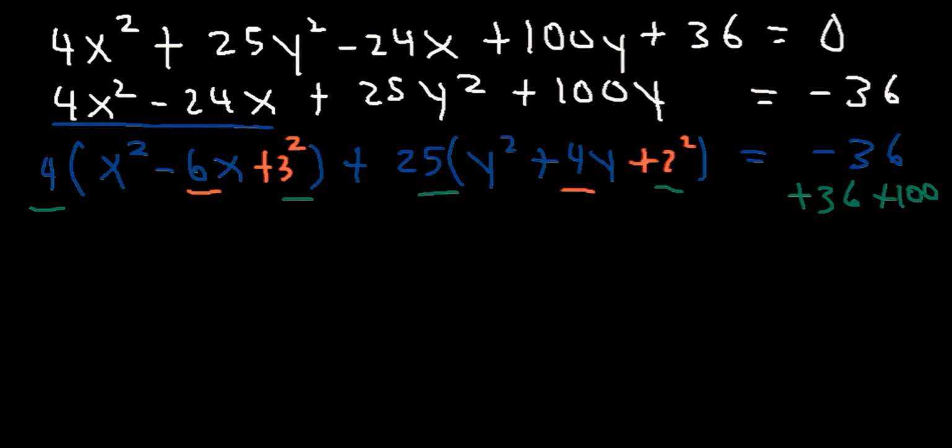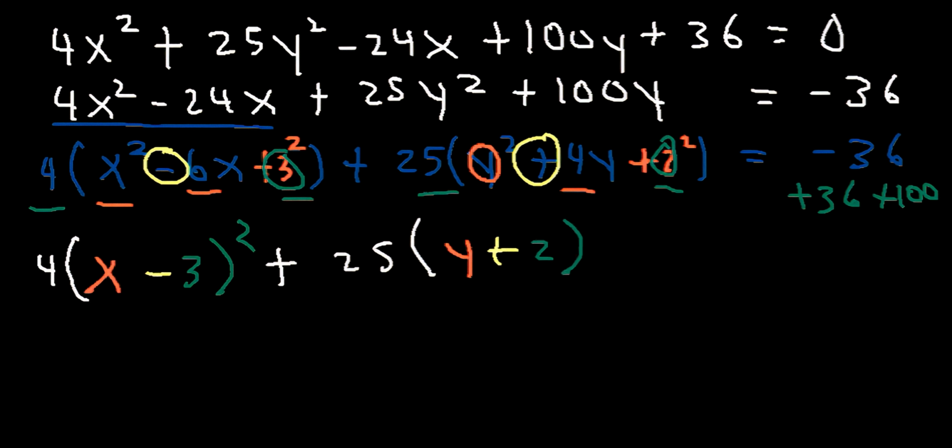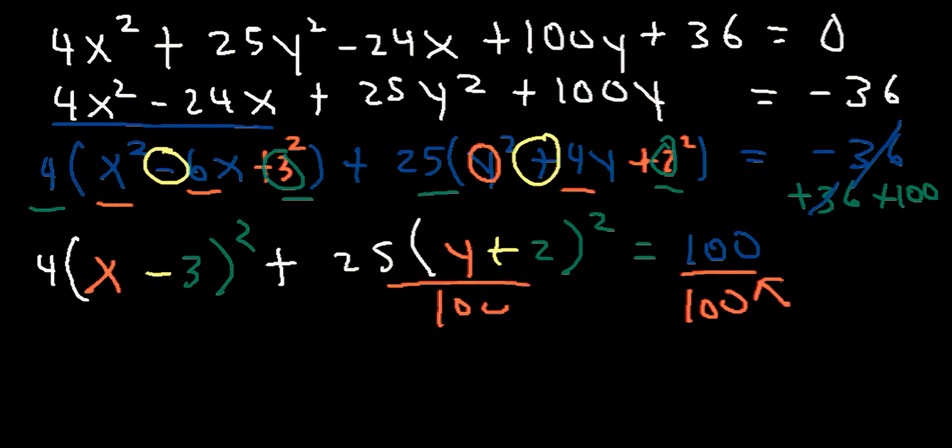So now let's factor. It's going to be 4, whatever this variable is, x minus this number squared, and then plus 25, this variable y, plus this number 2 squared. Negative 36 and 36, they cancel, so we're just left with 100. Now for ellipses and hyperbolas, this number has to be a 1. So divide by what you see there. So we're going to divide both sides by 100.